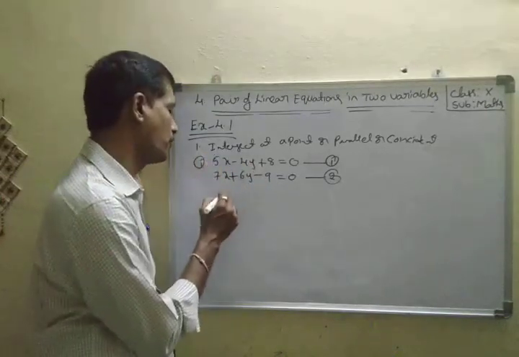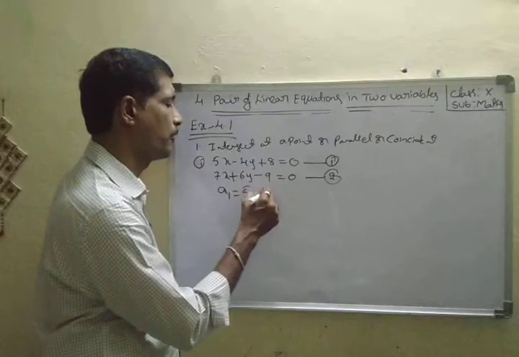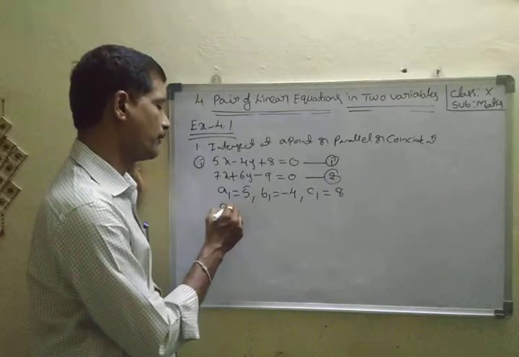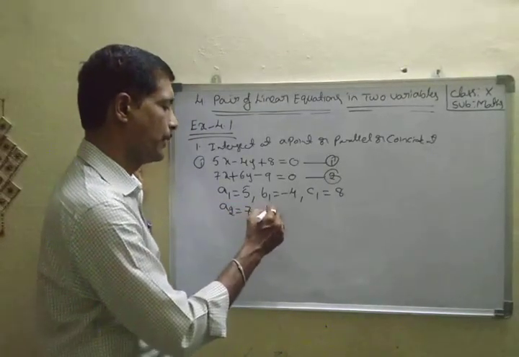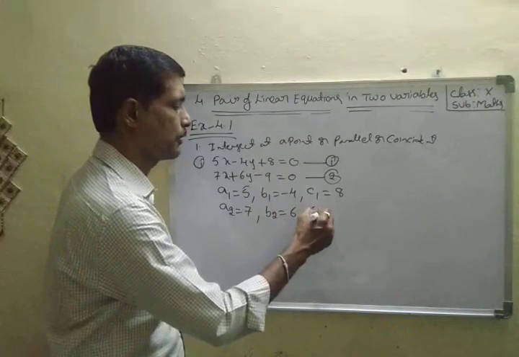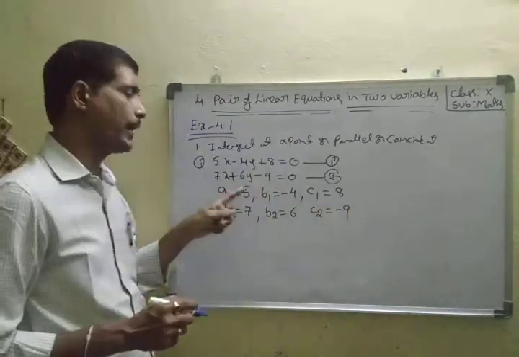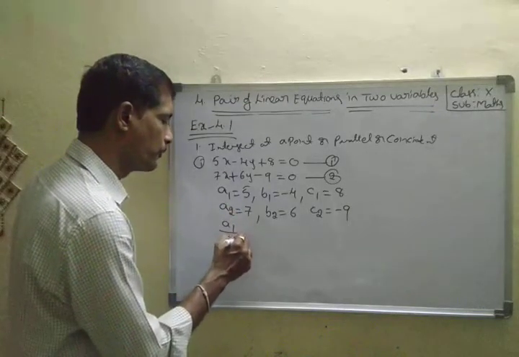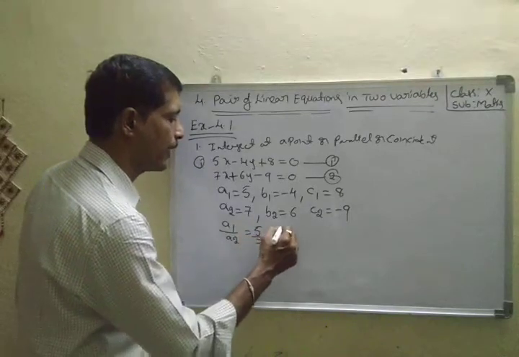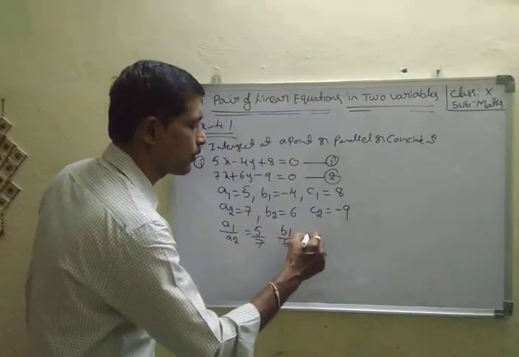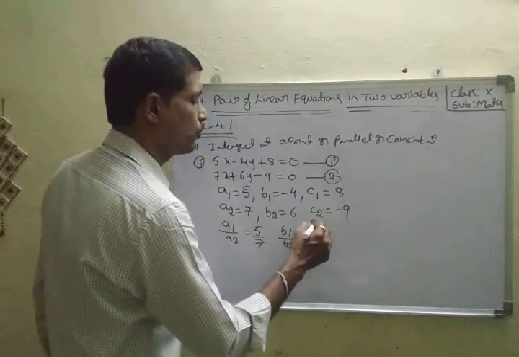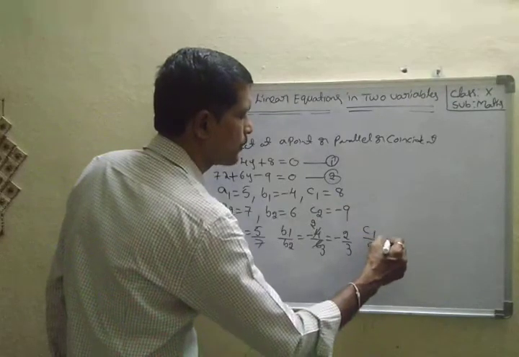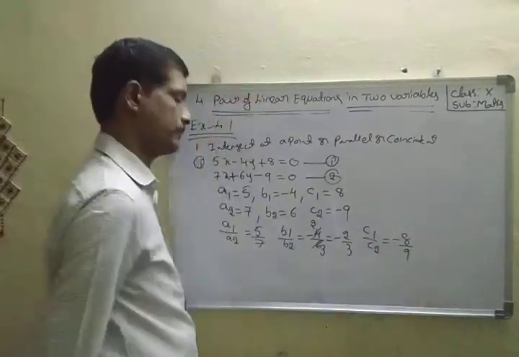Here, from equation 1, write A1 equal to 5, B1 equal to minus 4, C1 equal to 8. Next, from equation 2, A2 equal to 7, B2 equal to 6, and C2 equal to minus 9. Compulsory, write the sign also, very important. Next, A1 by A2 equal to 5 by 7. B1 by B2 equal to minus 4 by 6, that is minus 2 by 3. Next, C1 by C2 equal to minus 8 by 9.